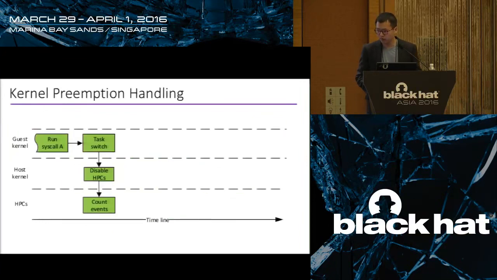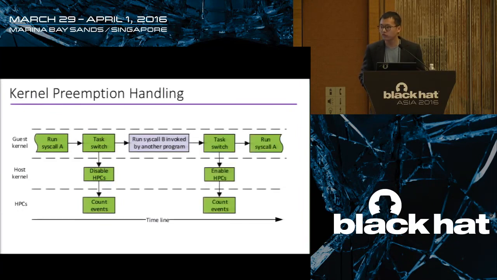So here's a very simple example for kernel preemption handling. Basically it means one syscall interrupts another syscall. So while we're executing a syscall and there's another syscall coming and interrupting the current syscall, right? We'll do a task switch and then disable the performance counter. And then we'll execute the syscall that interrupts the current syscall. And then once that finishes, we'll do a task switch back and we'll re-enable the performance counter.